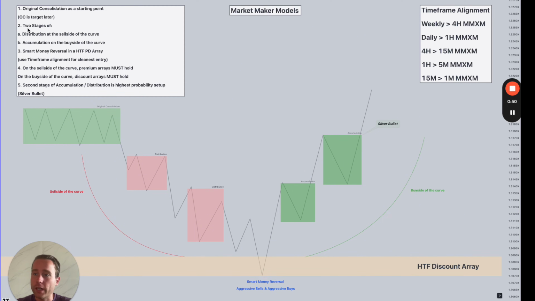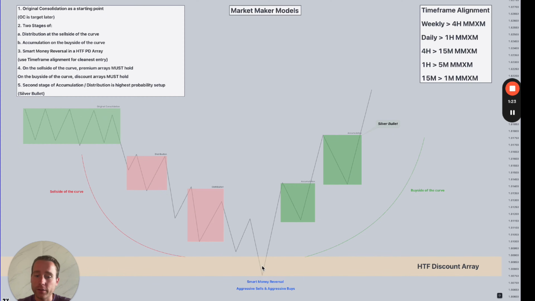Then you need to look at two stages of distribution if you're at the sell side of the curve, or accumulation if you're at the buy side of the curve. When you have an original consolidation, you go down, you expand downwards: distribution 1, distribution 2. Then when you hit a higher time frame discount array, in this market maker buy model example, you need to look for a smart money reversal.